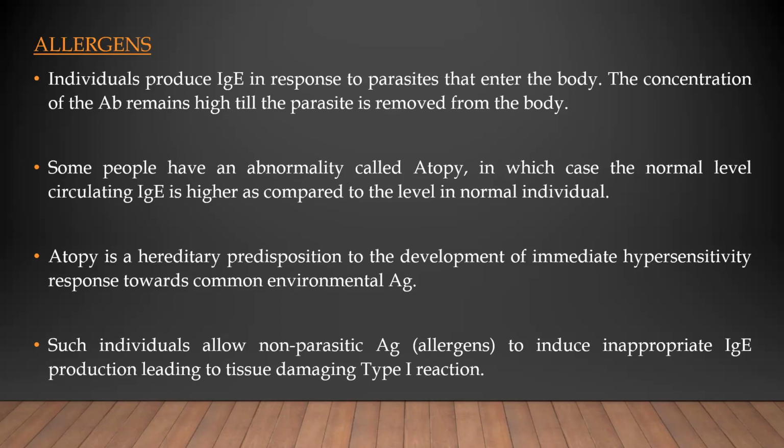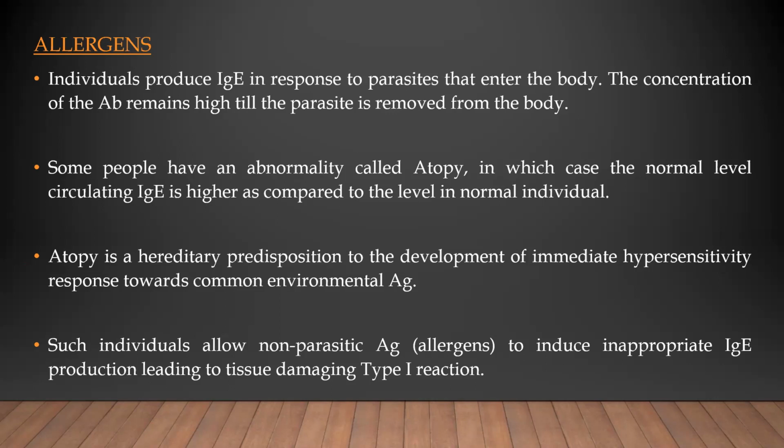But there is one particular disorder which is called atopy. Atopy is not found in all individuals of a given species. Some individuals of the species have a condition called atopy. And what is atopy? In such individuals, there is an abnormally high level of circulating IgE as compared to a normal individual. I hope you have followed. Atopy is nothing but an abnormally high level of IgE circulating in the bloodstream as compared to a normal individual.